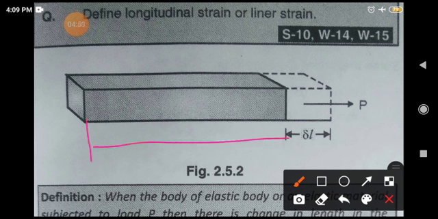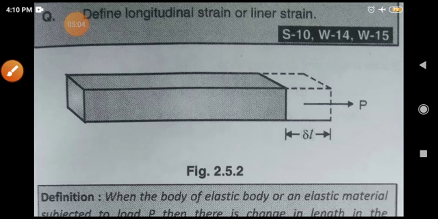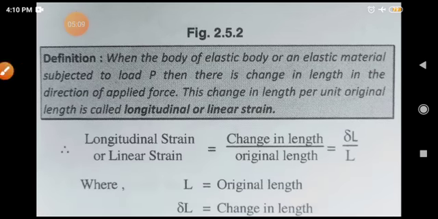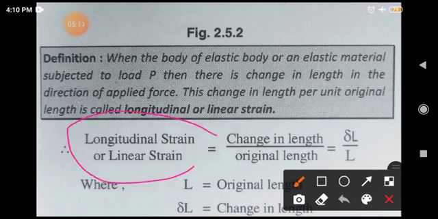Now let's see, this is a rectangular rod. Its original length is L. Because of this force P, or load P, the deformation has occurred over here, which is equal to dl. Therefore, for this particular rod, we can write the equation of strain like this. Longitudinal strain or linear strain is equal to the change in length, that is dl, upon the original length capital L.